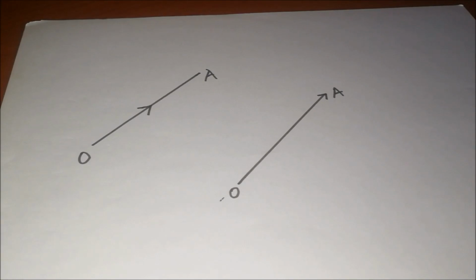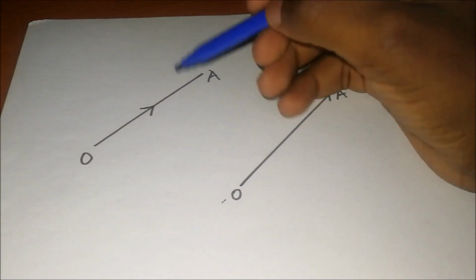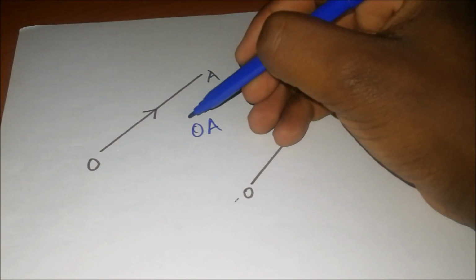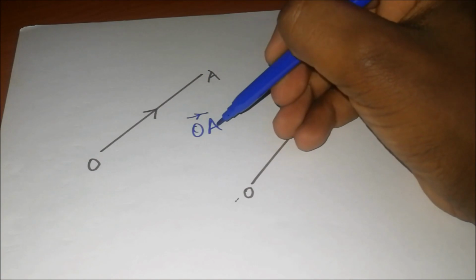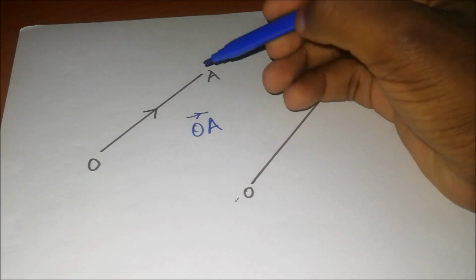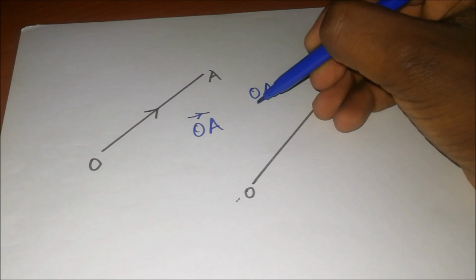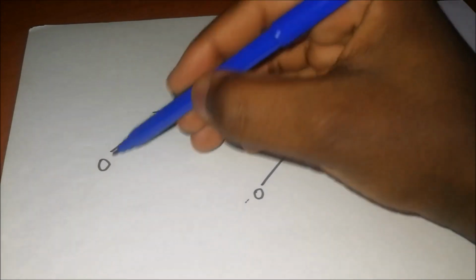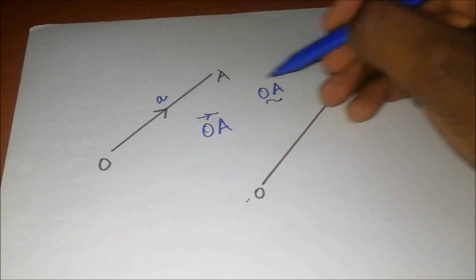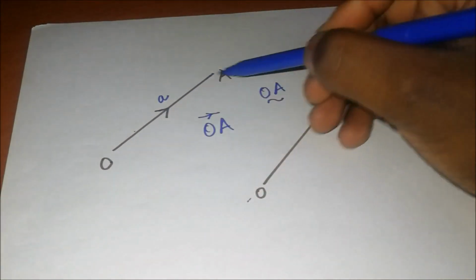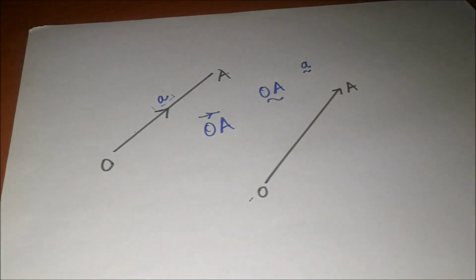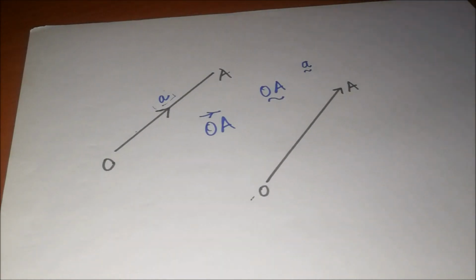So now, if a vector is moving from point O to point A, it can be written as OA with an arrow on top, signifying that it's moving from O to point A. Or you can simply call it OA with a tilde at the bottom. Or you can call this vector a. If you label vector OA as any letter, you make sure to write that letter with a tilde. That is the symbolic representation of vectors.